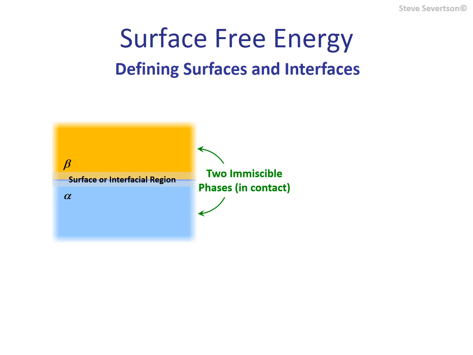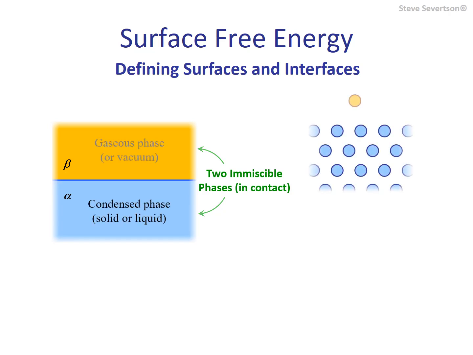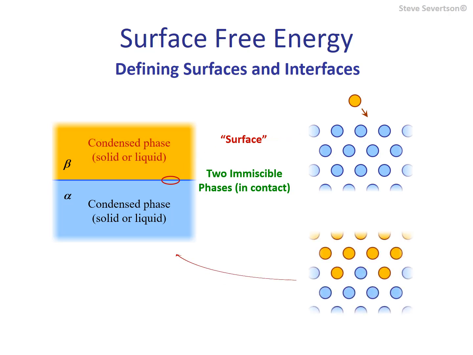By convention, when one phase is a condensed phase, that is a liquid or solid, and the other a gas or vacuum, we refer to the region between the phases as a surface. When both are condensed phases, we call it an interface. However, the term interface is considered more general. The region between two immiscible phases is a region with unique properties, usually very different from those of the phases that lead up to it.